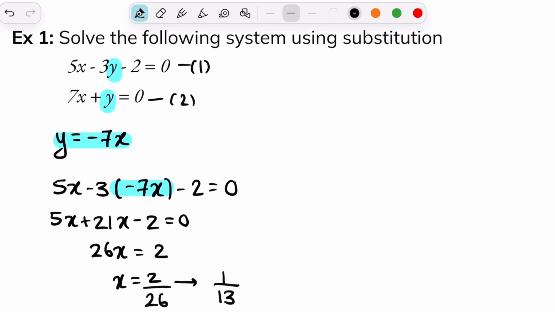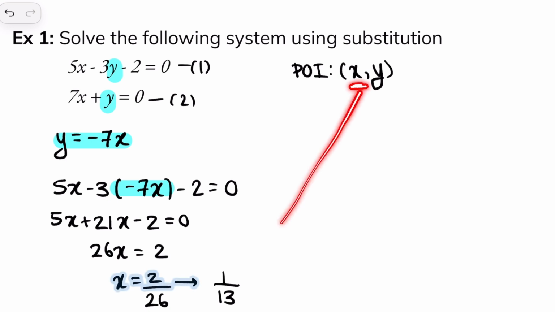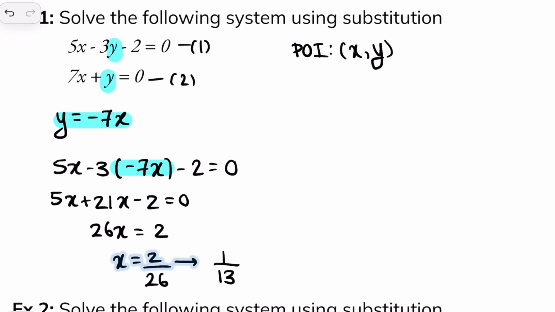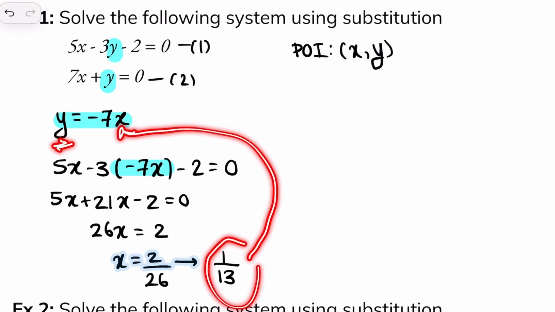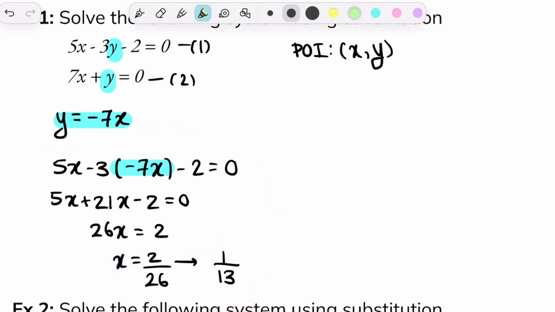But we're not done yet, right? When we want to solve for the point of intersection, we're solving for an x and a y. Essentially, it's a point. So we found x, but now we need to find y. So how do we find y? Well, you can see that x is equal to 1 over 13. And if you take a look at this equation, which we got from our first one where we isolated y, we can just sub this x into here and get y. So this is x now, and then we can just sub it into that x, and then we can compute for y.